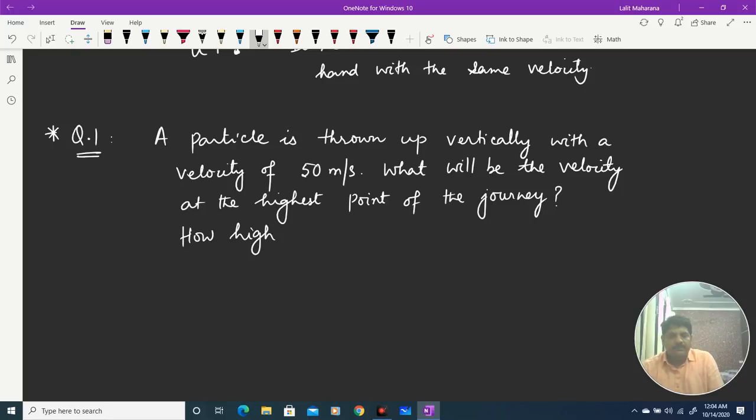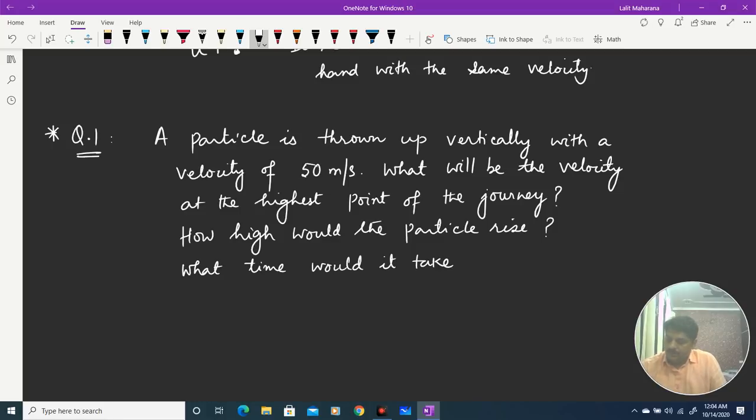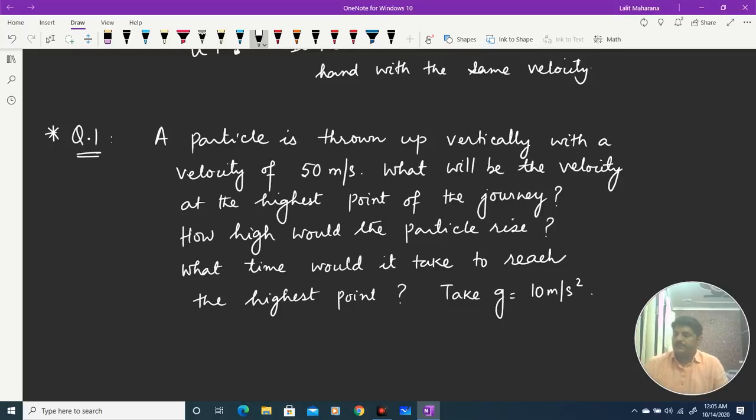How high would the particle rise? Is the second question. And the third question is, what time would it take to reach the highest point? These are the given questions. There are three parts in the question. Here they have taken g is equal to 10 meter per second square. Now this is the question given.